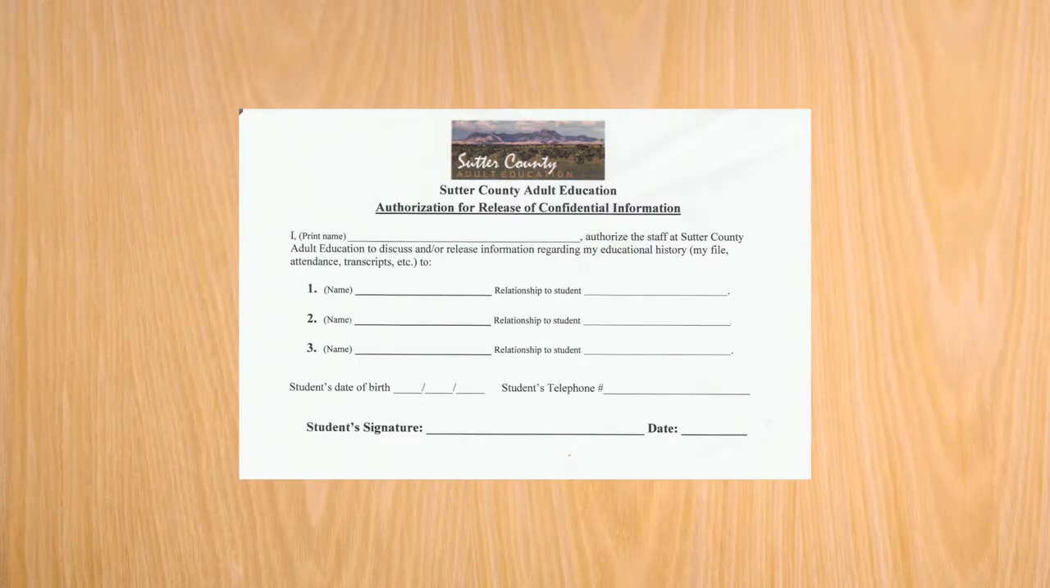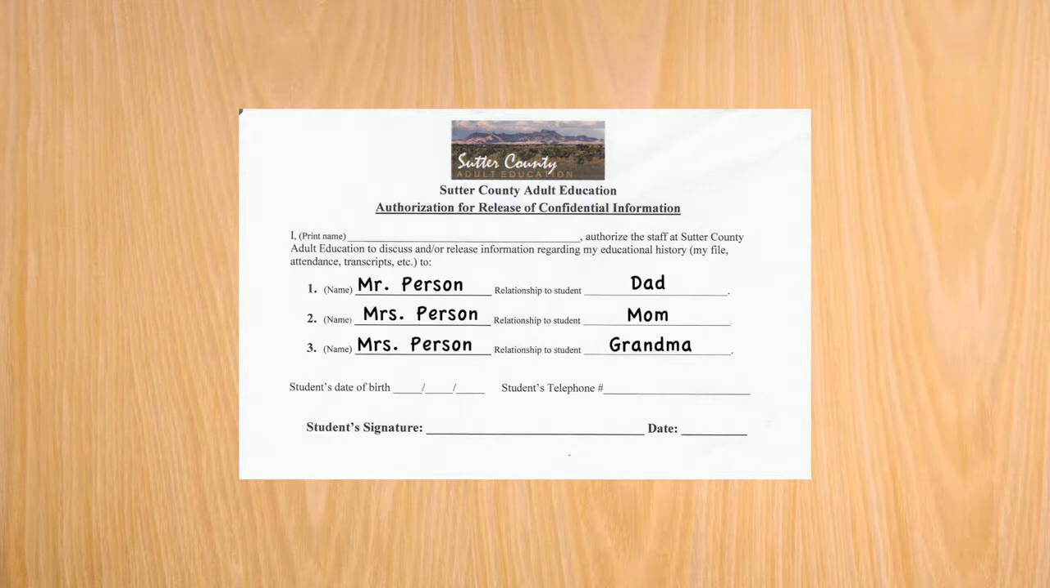This is the authorization for release of confidential information form. Please use a pen to complete this form. You would use this form to designate emergency contacts, such as parents, spouse, or adult children. This allows us to contact someone in case of an emergency. Likewise, if the persons listed were to call the school requesting information about you or your schoolwork, we would be able to speak to them. Simply fill in all the blanks as needed on this form.